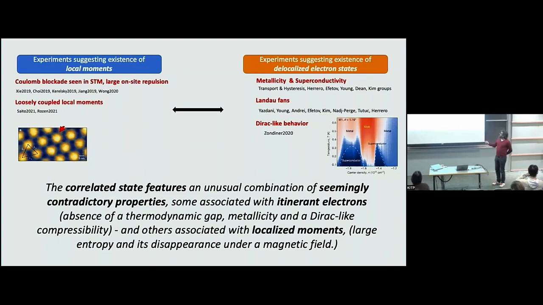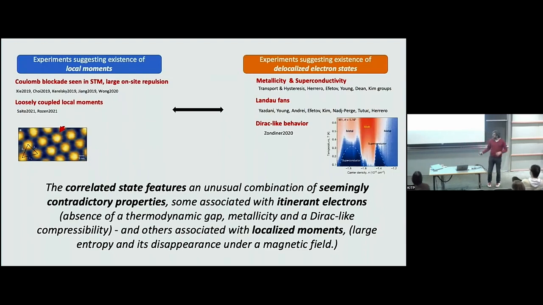So these point to the existence of local moments. But then, of course, there are many other experiments which point to the existence of itinerant states. This is from the abstract of a paper in the field that says that the correlated states in the system feature seemingly contradictory properties associated with itinerant electrons and localized moments. So in this sense, you could kind of argue that the system looks like a heavy fermion system where you've got some localized heavy states and some delocalized electrons.